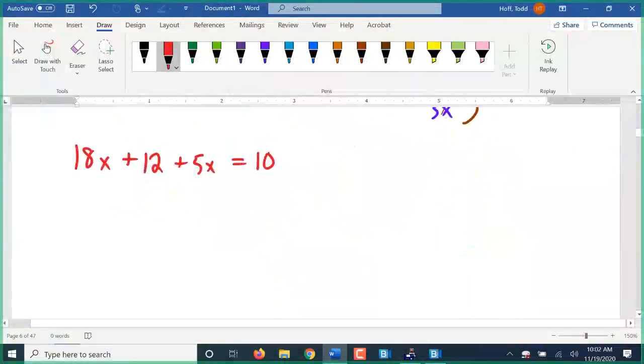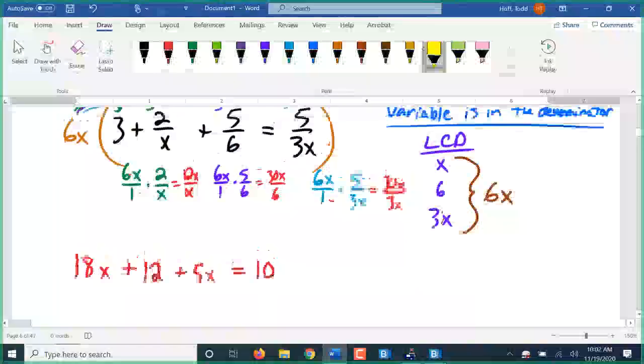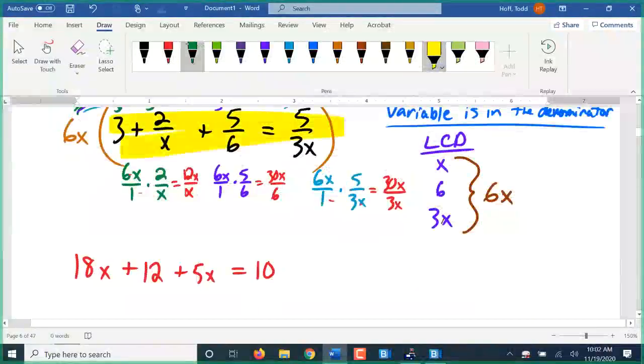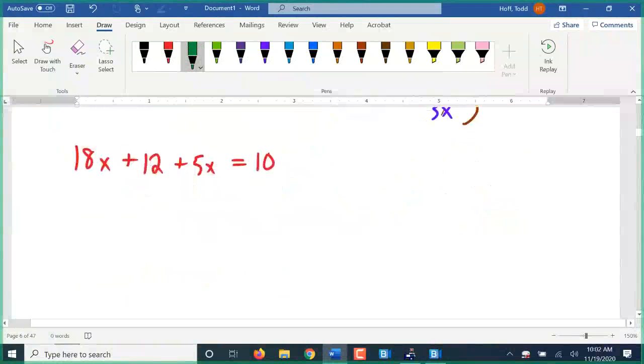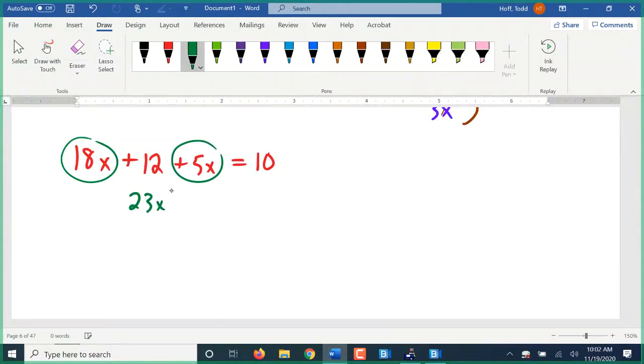So now we have that equation to solve, which is a lot simpler than this mess. Now we'll combine 18x and 5x is 23x. We'll have the positive 12 there, equals 10. Now we're ready to solve it.